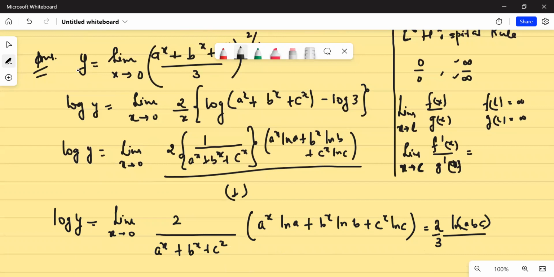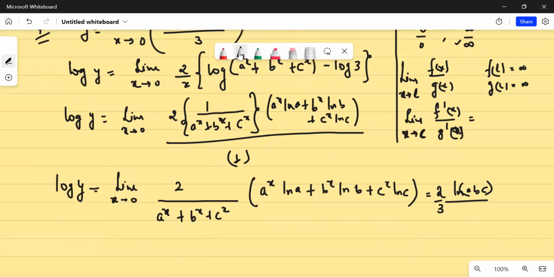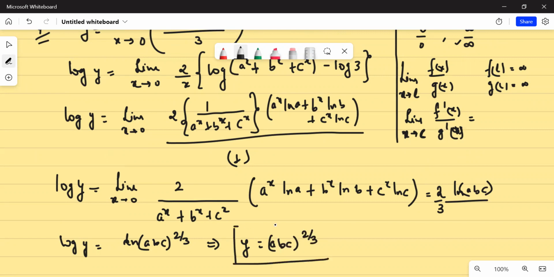If you just take the help of the quotient rule of logarithms, so this log of y would be ln of abc raised to power 2 by 3. So y, which is the limit x tends to 0, your required limit, is equal to abc raised to power 2 by 3. Is that clear? Yes, sir. Okay, so all these things I think we have done.